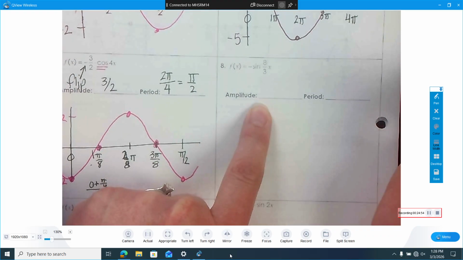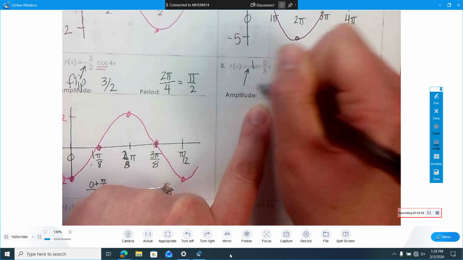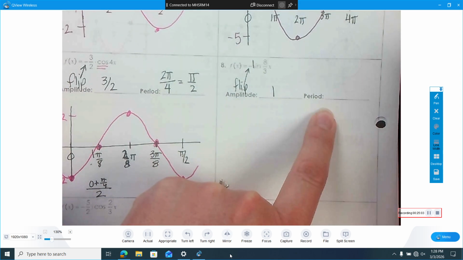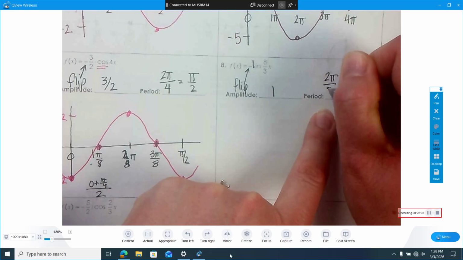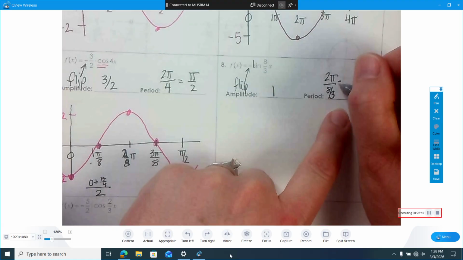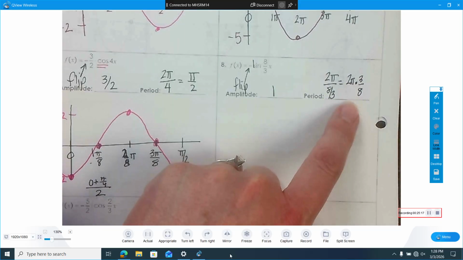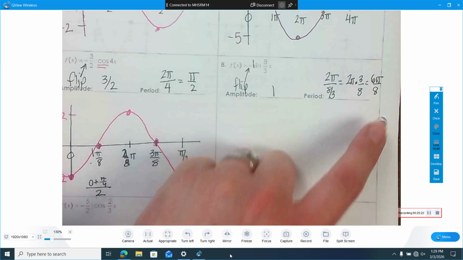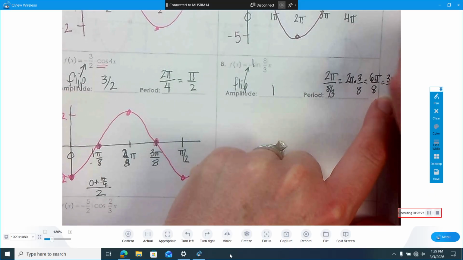What's our amplitude? 1. What's the negative doing for us? Flipping it. What's our period? How do we figure out the period? 2 pi over 8/3. How do we deal with that? 2 pi times 3/8, so multiply by the reciprocal, so that gives me 6 pi over 8, which reduces to 3 pi over 4. Okay, 3 pi over 4.